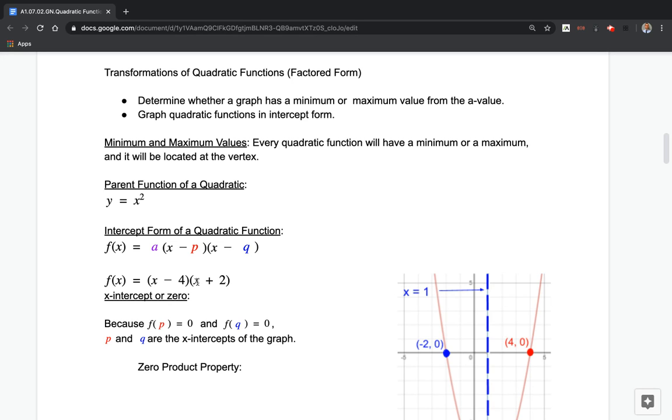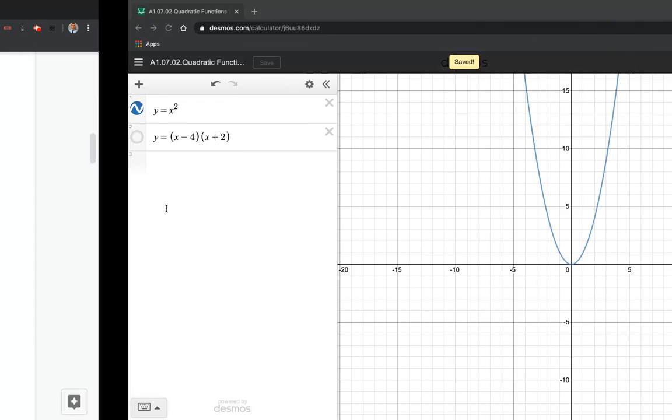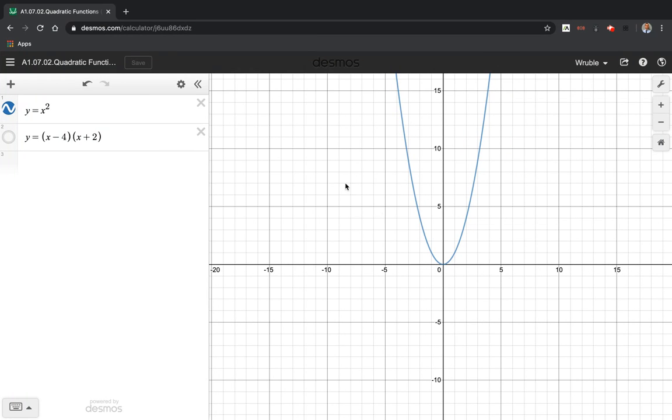the vertex. So the parent function of a quadratic is y equals x squared. So here we have the function y equals x squared. We can see that it has a point at 0, 0, crosses the x and y axis. Then it goes over 1, up 1, and we have that point there.